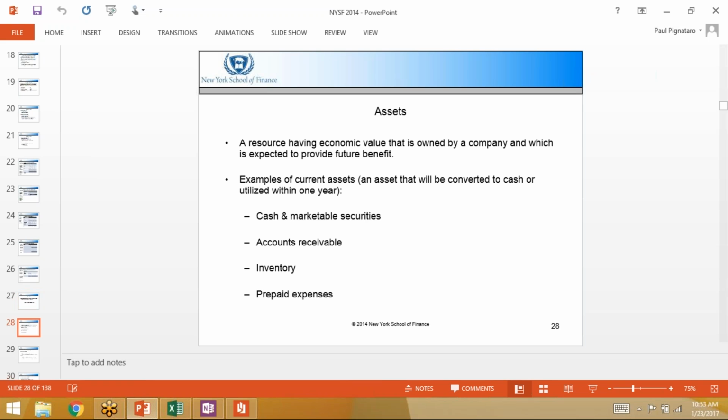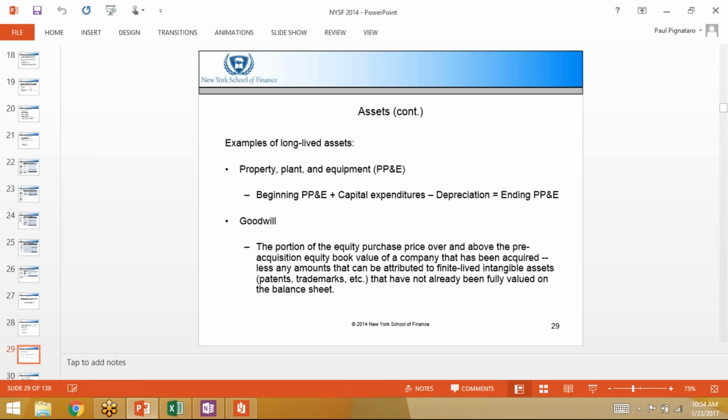And an asset, as we discussed this morning, is a resource that has some sort of economic benefit and is expected to provide future benefit. The examples of assets are cash, AR, inventory, prepaid expenses. Those are current assets. Examples of long-term assets are property, plant, and equipment, goodwill. We'll speak about goodwill more when we talk about M&A.